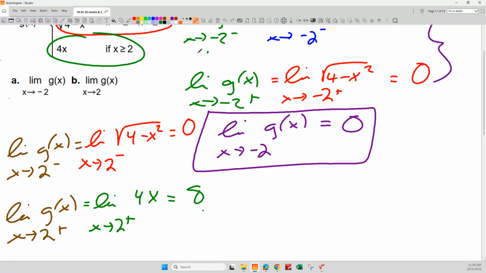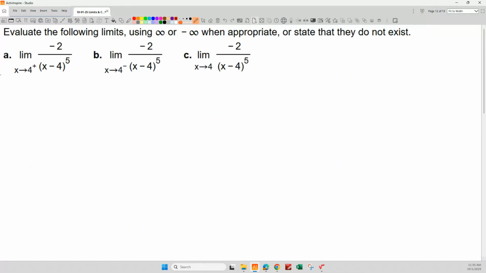Okay, so this one, DNE. Does that help? Again, you have to take the one-sided limits and see if they exist and agree. Okay, what about this? Take a look at that one and think about how we're going to approach this.